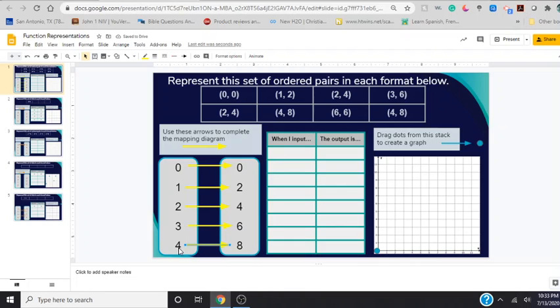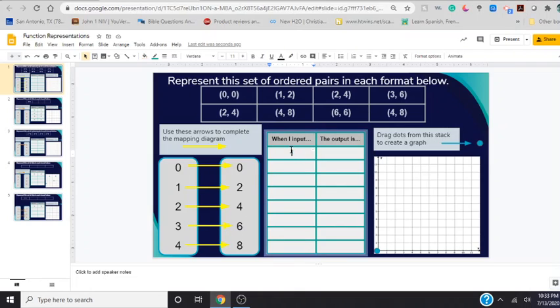6, 6 we cannot put here because we don't have space for a 6, 6. If we were able to write it out, we would just write in 6 and then draw a line going to 6. But we're not able to since we're on a computer. Now, for our table, we just fill in 0, 0, 1, 2, 2, 4, 3, 6, 4, 8. From there, we already have a 2, 4. We have another 4, 8, 6. Oh, here we could technically put the 6, 6 in.